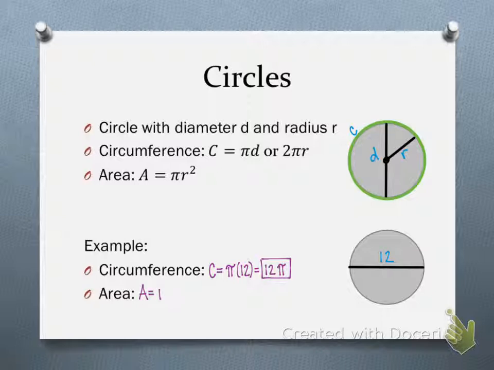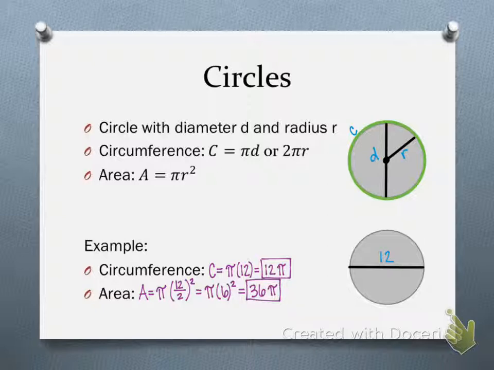Next would be our area. For area, we use pi r squared. Since we don't have r, we have to take 12 and divide it by 2 and then square it. So 12 divided by 2 is 6, and 6 squared gives us 36, and we carry that pi over.